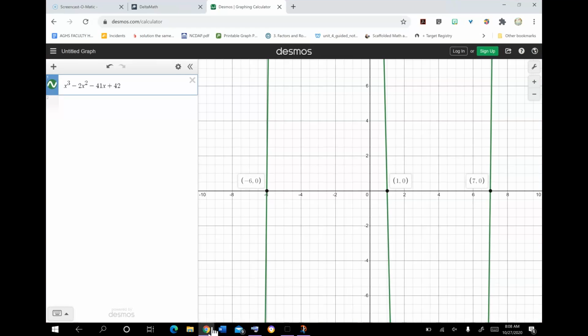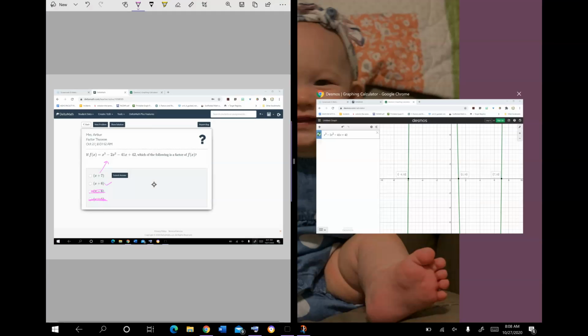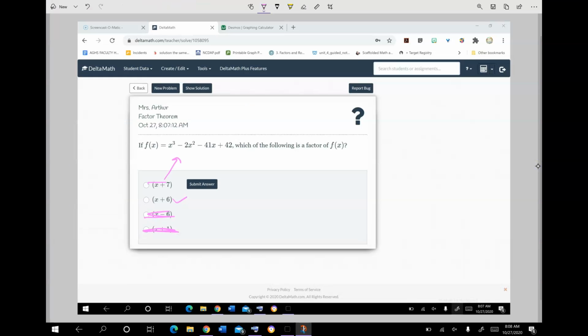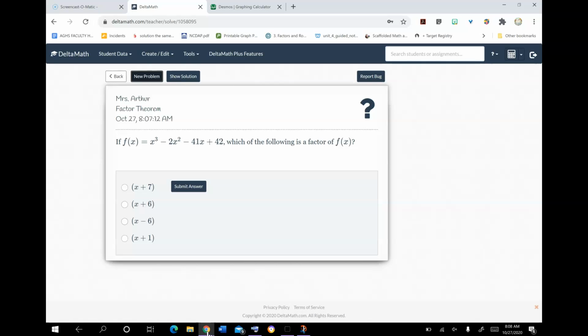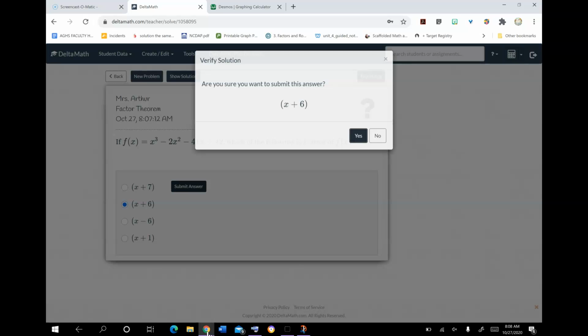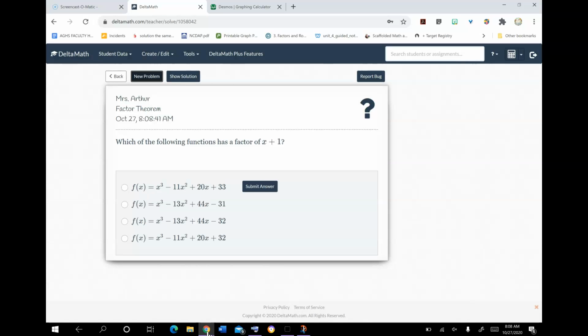And then here is 7. That'll be x minus 7. So you've got to be careful with changing your signs, okay? Because this one would have tricked you if you didn't change your sign. You have to change your sign when you write in factor form. So x plus 6 would be my factor, and as this shows you, when you plug in the opposite, you get 0.